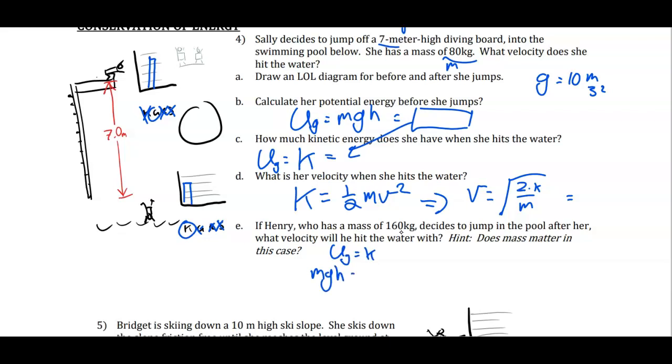Mass times gravity times height got turned into 1/2 mass times velocity squared. It does not matter how big you are. Your velocity is still going to be the same, which in this case is velocity equal to the square root of 2gh. My point is there's no mass in here. It doesn't matter if you're a 5 kilogram person, a 50, 160, or 300 kilogram, the velocity is still going to be the same.